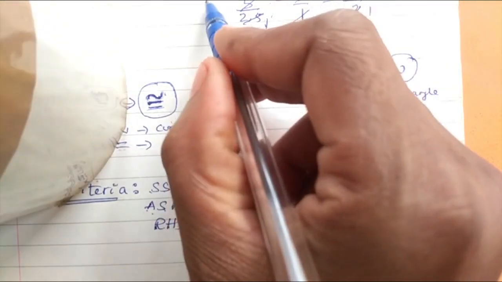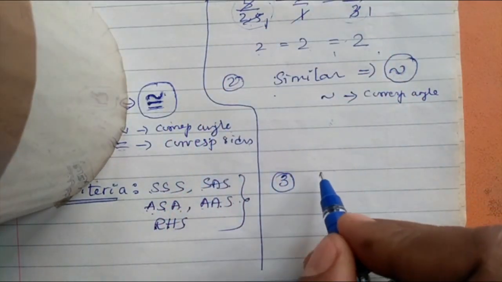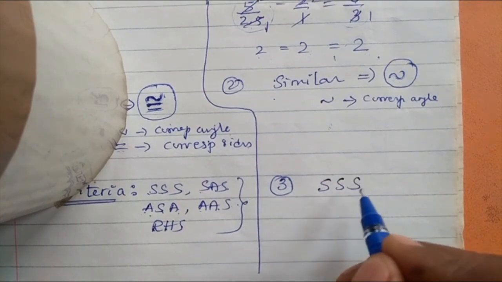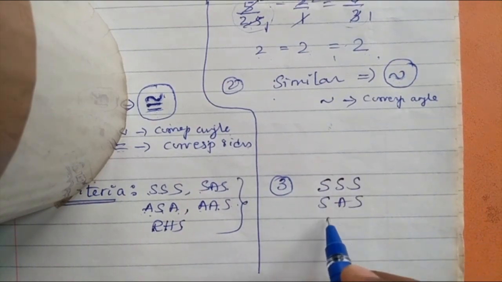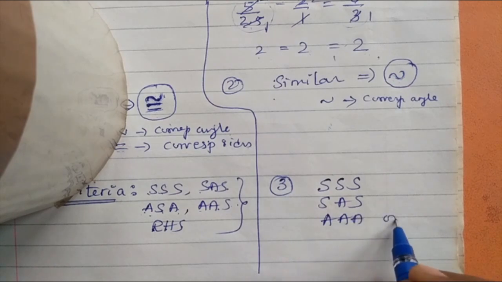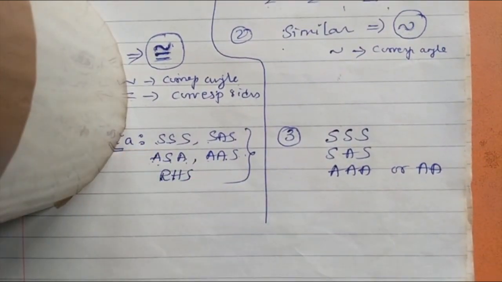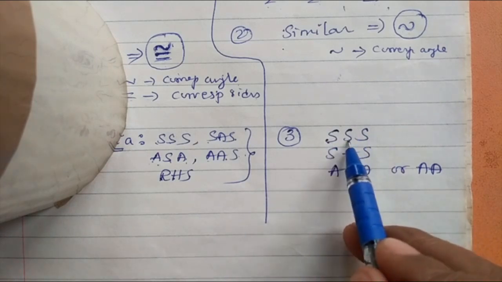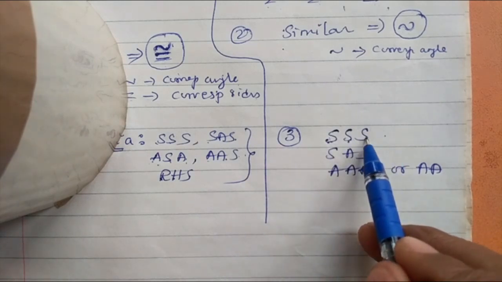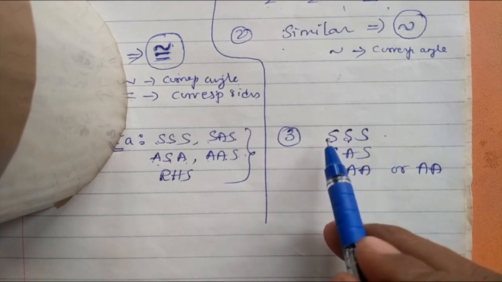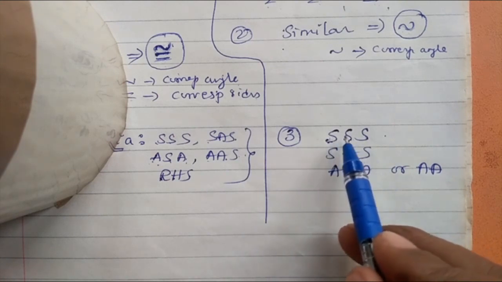In similarity we are using SSS, SAS and AAA, or it is also called as AA. Some criteria also there in similarity triangle. SSS says that side, side, side. So don't say it is side, side, sides. So these corresponding sides are in ratio.